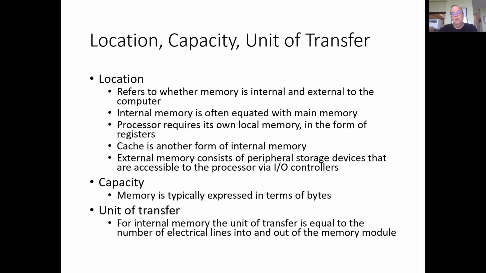Internal memory is often equated with main memory, and that might be different than your hard disk. A lot of times when we say internal memory, we're talking about the main memory versus the hard disk. The processor has its own local memory in the form of registers, and cache is another form of internal memory, which is going to be the topic later on in this chapter. External memory consists of peripheral storage devices that are accessible to the processor, and those go through the I/O controller, so they can be a little bit slower.